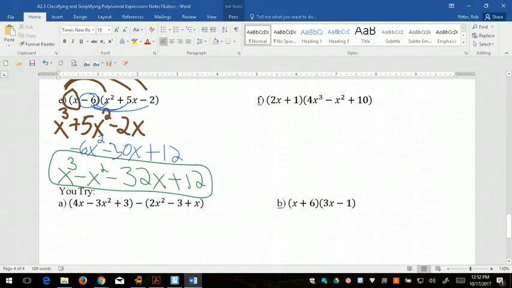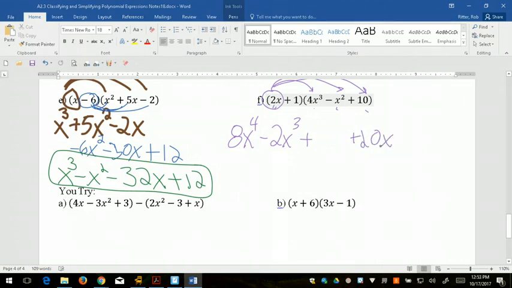On letter F, I'm going to follow the same process. I'm going to take this 2x and multiply it by every term, and you're welcome to write them out if you want to or feel you need to. 2x times 4x cubed: the 2 times 4 is 8, and the x times x cubed is x to the 4th. 2x times negative x squared is negative 2x cubed. And 2x times 10 is positive 20x. I'm going to put it here because I don't have an x squared term, but you don't have to do that. You could list them all out and then just combine like terms at the end.